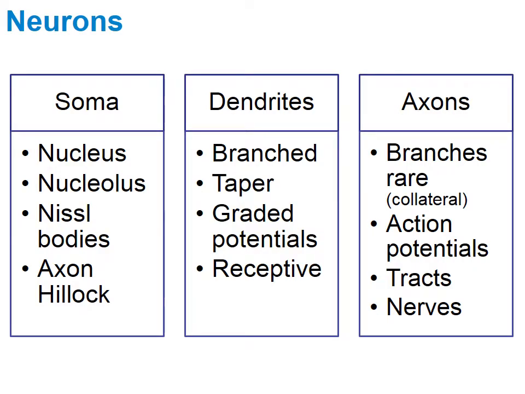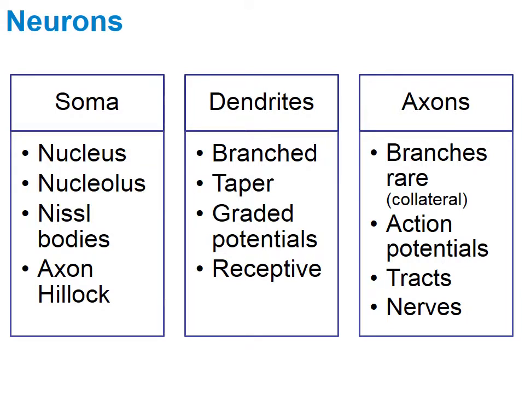The soma, or cell body, contains both the nucleus and RNA-concentrated areas within called nucleoli. The RER is highly specialized and called Nissl bodies, but still makes proteins. The axon hillock is not only where the axon leaves the soma, but it is where an action potential is started.